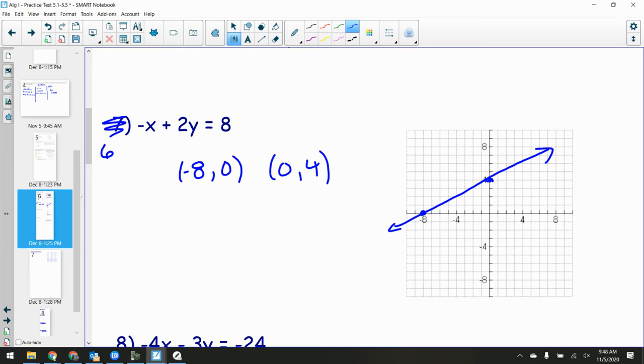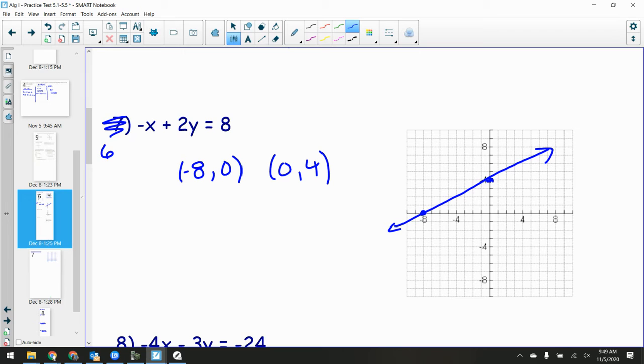Guys, take a look at your graphs right now. Check a couple things. Did you put arrows on the end? Well, first off, do you see a line on your graph? You're on the wrong page. You were on the right page. I don't see a line. For number 6, Chance, you have to graph the line.